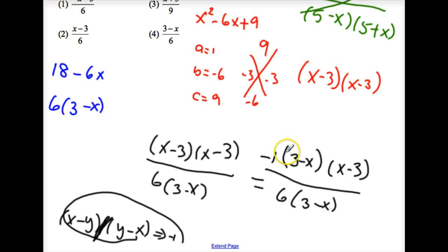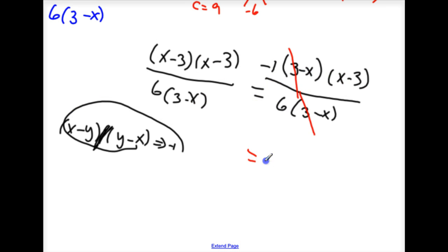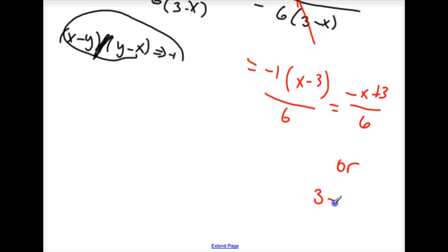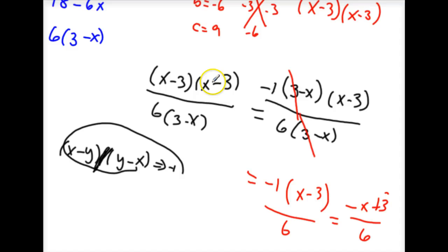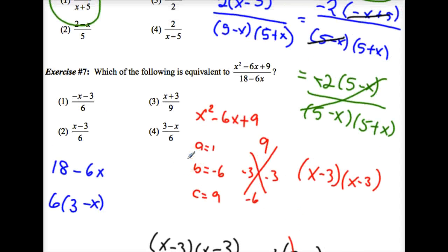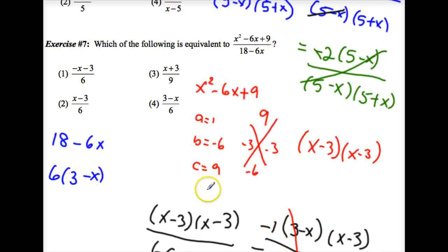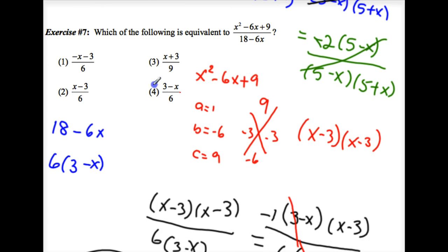When I switch them, this cancels and this cancels out. And what am I left with on top? Negative 1 times (x minus 3) over 6. Just distribute this over, it becomes negative x plus 3 over 6, or you can write it as 3 minus x over 6. So these are the two answers. One of these will be in your answer choices. So let's see which one it is. We have negative x plus 3. We don't see that. Or another way of writing it is 3 minus x over 6, which is choice 4.